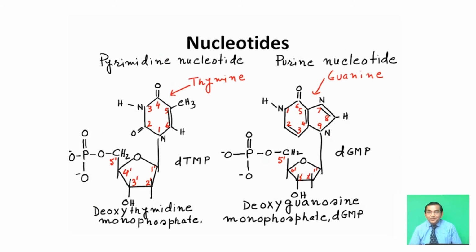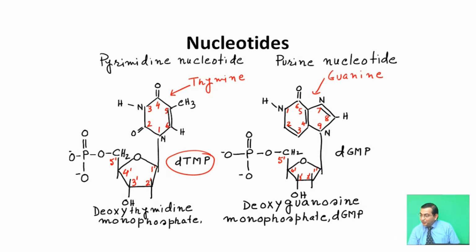Nucleotides, which are the building blocks of the DNA molecule, consist of a base, a sugar molecule, and a phosphate. So in case of DNA, a base, suppose thymine, binds with a sugar molecule and a phosphate molecule. So it is deoxythymidine monophosphate, DTMP. So it is a pyrimidine nucleotide.